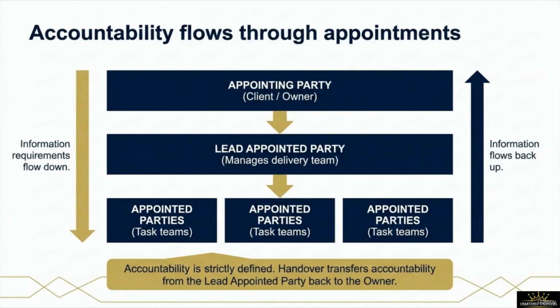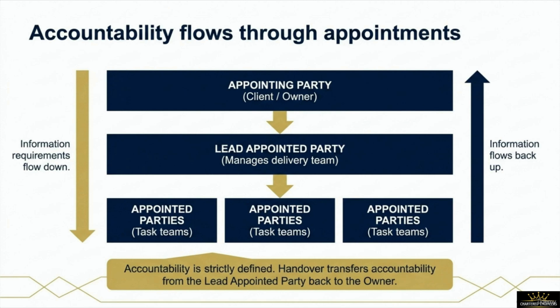Passionate discussions about data architecture mean nothing if your contracts do not explicitly define who owns the accountability for accuracy. Under ISO 19650 terminology, accountability flows through three strictly defined layers of appointments. At the absolute top sits the appointing party, which represents the client or asset owner. They are responsible for ensuring that clear information requirements flow down to the market.